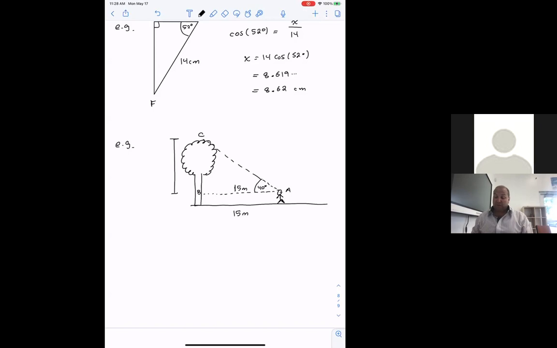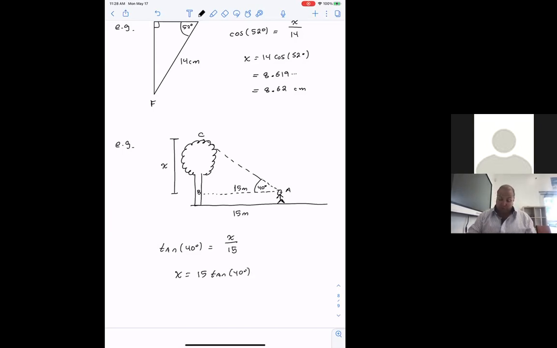Well, which sides are relevant? I don't care about the hypotenuse in this problem. I don't even care what it is. Adjacent's 15, opposite is what I'm looking for. Which trig function uses adjacent and opposite? Tangent. So tangent of 40 degrees equals opposite. We don't know it. We'll call it x over adjacent, which is 15. X equals 15 tangent of 40 degrees.